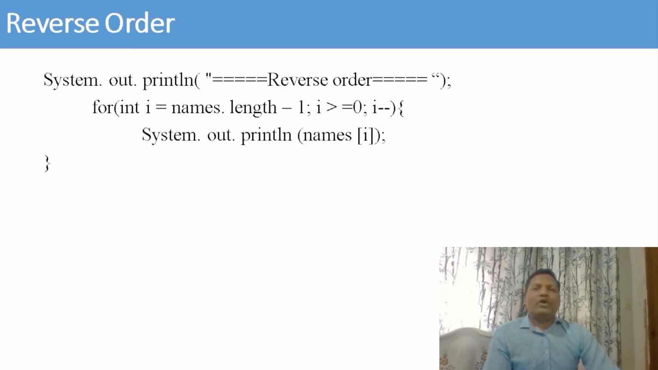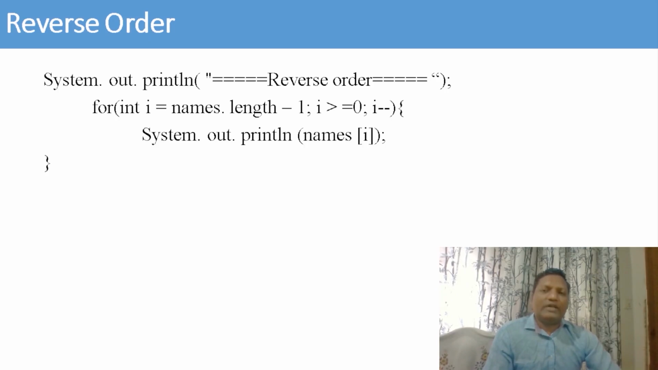Let us see how we can print in the reverse order. Simple. We need to take care of the loop: for integer i equal to, I don't want to give 0. If I give 0, 0 will represent the first index. I want to represent the last index. How to find out the last index of the array? array.length. Length will give the size. The size is 3, but the last index is size - 1, so names.length - 1 will give the last index of the array, then i greater than or equal to 0, then i--.